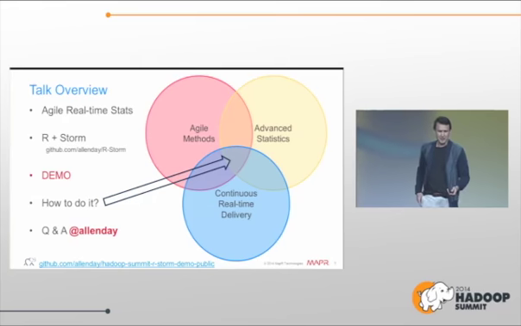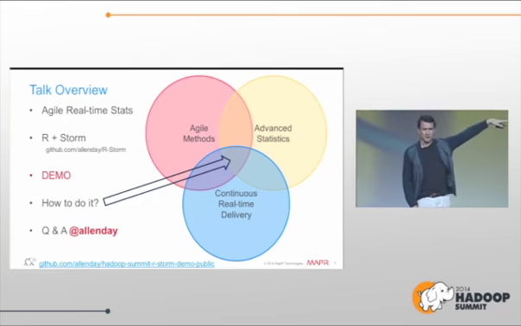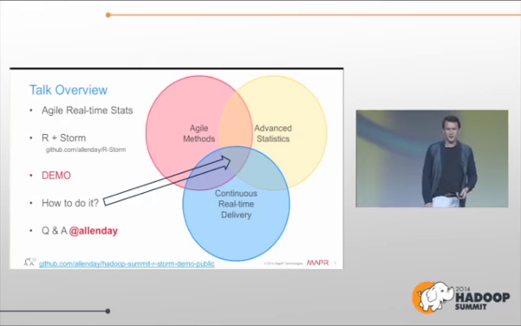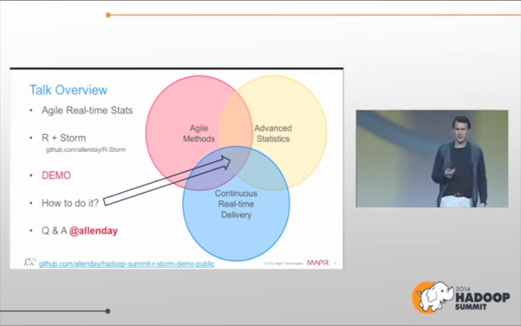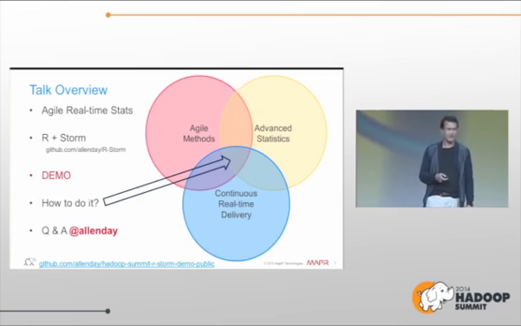I'm going to be talking about agile real-time statistics. So this is the intersection of these three different areas that frequently don't come together. And this is being done with two technologies, R and Storm. I'll talk about those, and there's a link to a project here. I'm going to give you a very quick demo on some fun data for those of you who stick around, and talk to you a bit about how it's done. If you want to follow up with me, here's my Twitter handle. That'll be again at the end of the show.